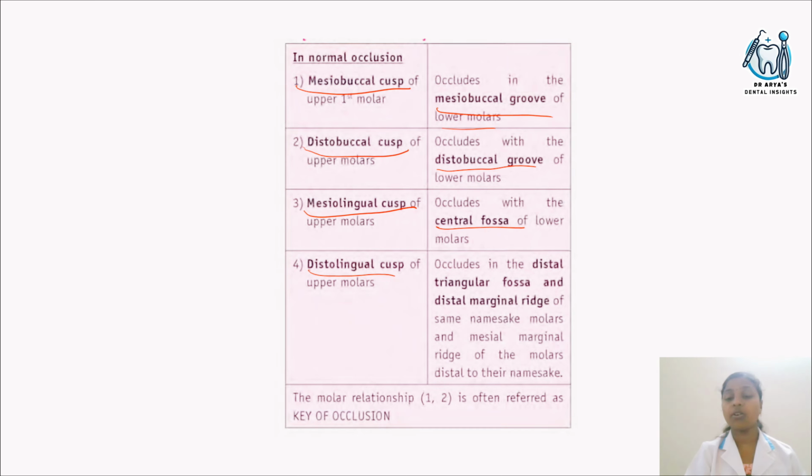So that's all about the oral anatomy questions and answer discussions.